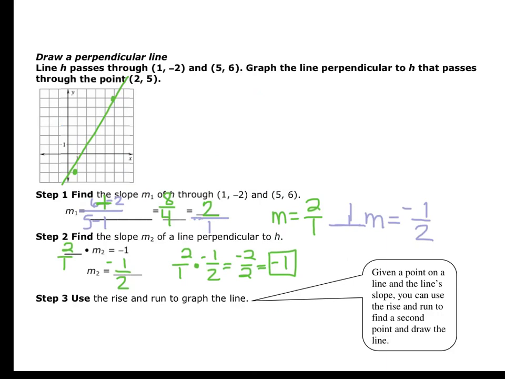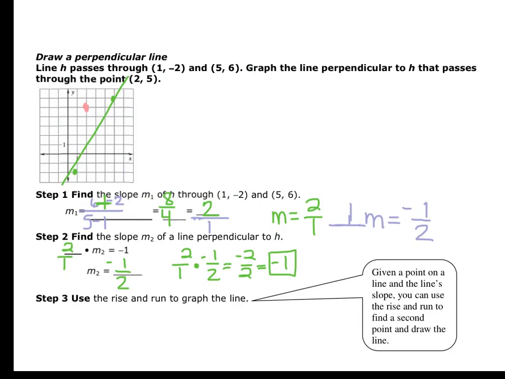So basically, it's telling you you have to go through this point. So again, we have this line H. The instructions are to graph the line perpendicular to this one going through this specific point. So we next need to graph that on the graph. So over 2, up 1, 2, 3, 4, 5. So through that point, we must use this point.